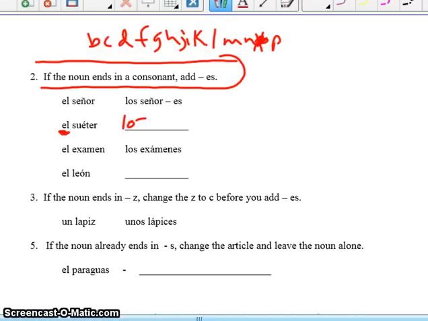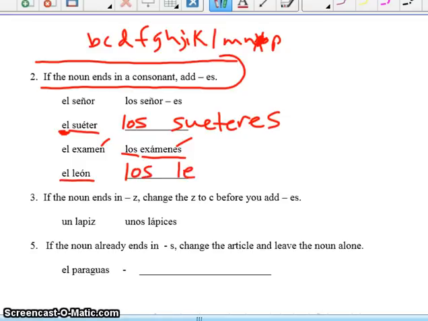El goes to los. Here's the word suéter for sweater: suéteres. And I believe the accent disappears. Here's the word el examen. To make that plural, it changes to los exámenes. N is a consonant, so we add ES. León, there's the word for lion. El goes to los, and león goes to leones.